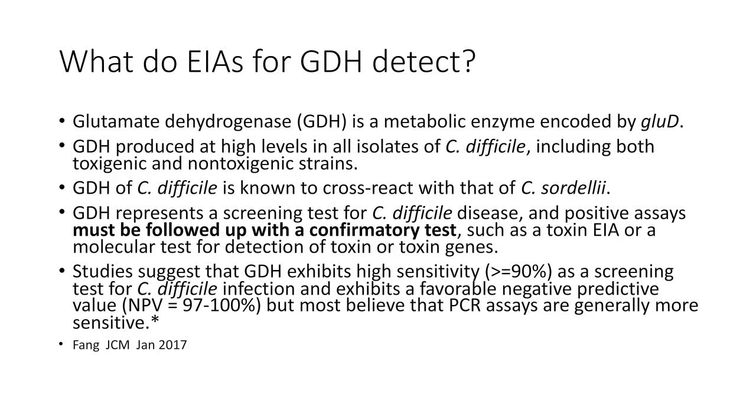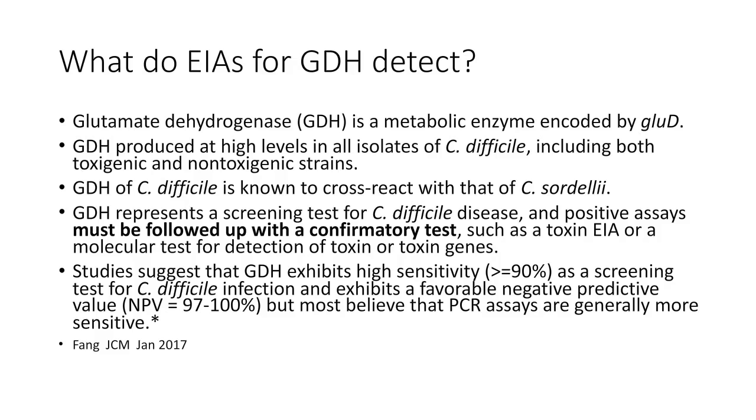What do EIAs for GDH detect? Well, GDH stands, of course, for glutamate dehydrogenase. It's a metabolic enzyme encoded by GLUD. GDH is produced at high levels in all isolates of C. difficile, including both toxigenic and non-toxigenic strains. GDH of C. difficile is known to cross-react with that of Clostridium sordellii. GDH represents a screening test. Screening tests for C. difficile disease and positive assays must be followed with a confirmatory test, such as a toxin EIA or molecular test for detection of toxin or toxin genes.